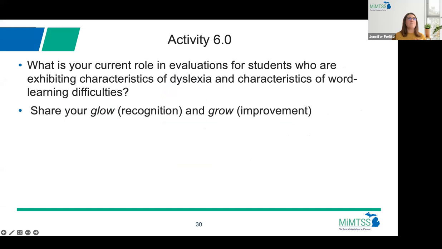Now I'm going to take a break from talking. I'm going to give you some talk time and we're going to go into breakout rooms and do a few minutes of collaboration time just to talk about what is your role in a dyslexia evaluation. You can share your glow or what you hope to grow with regards to the dyslexia evaluation process.